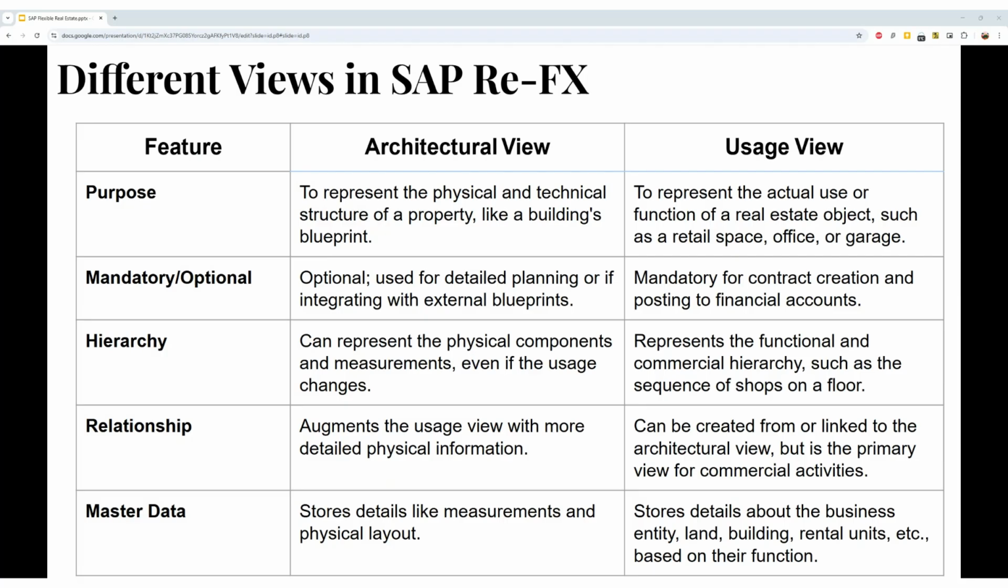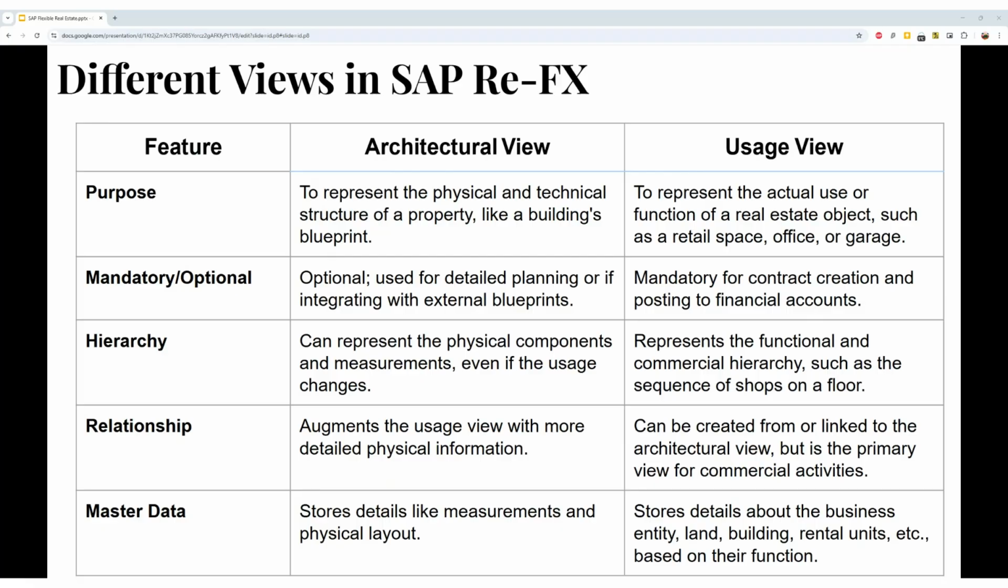In RE-FX, you will see two types of views of the same building. One is the architectural view and the other is the usage view. Let me go deeper. The usage view is a mandatory view. You have to have it. Think of it from the finance perspective, the SAP FI perspective. This view is mandatory if you want to have lease-out contracts and want to see the cash flows.